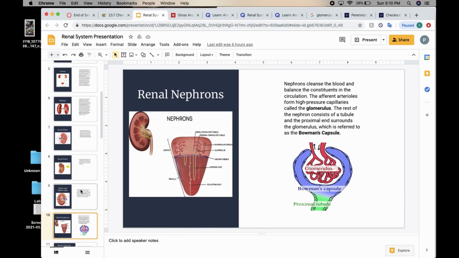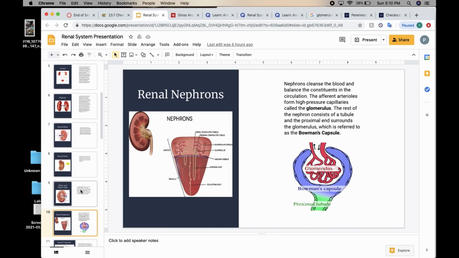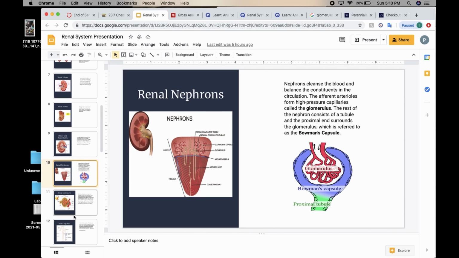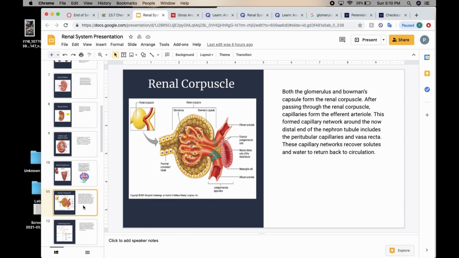And keeping the focus on nephrons and tubules, I will go. Oh, sorry, this is the renal corpuscle that I was just discussing.